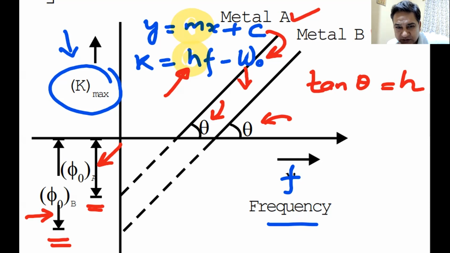Work function. We saw the relation between work function and something. Tell me. C. You can write the work function as E. Speed of light. What E?